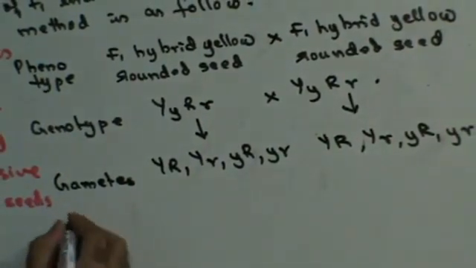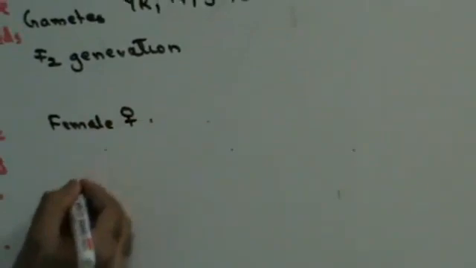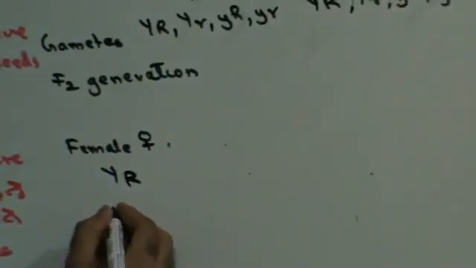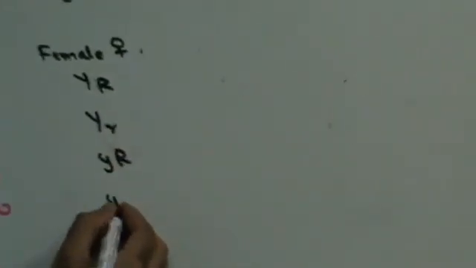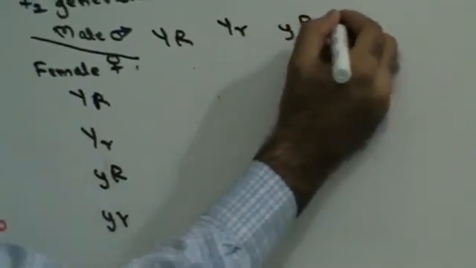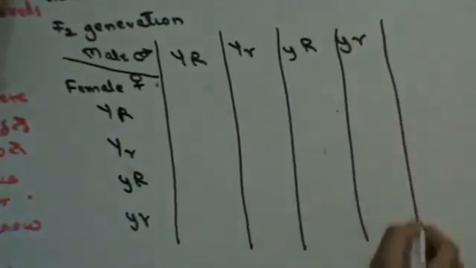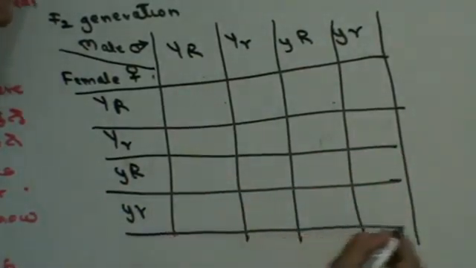Now, let's see the F2 generation in that case. I need to make a checkerboard pattern with this: 4 gametes of male, 4 gametes of female. So you would have female here, YR, Yr, yR and yr. Male, same kind of pattern, same gametes: YR, Yr, yR and yr. All you need to do is just join those patterns. There would be 16 different types of progenies that would be produced.